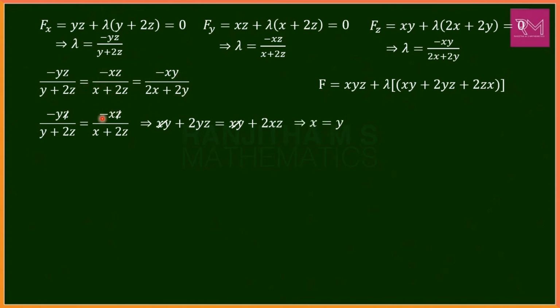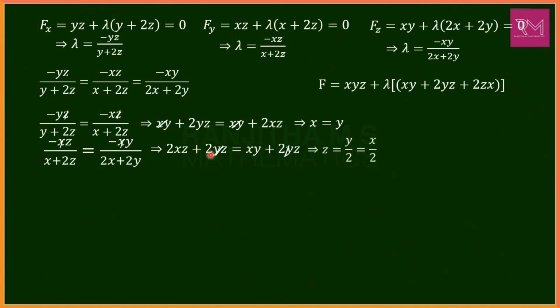Similarly, take these two equations. Here minus x gets cancelled. Cross multiply these two equations, we get z into 2x is 2xz plus z into 2y is 2yz, which is equal to x into y plus 2yz. Here plus 2yz and plus 2yz get cancelled, and the remaining is 2xz and xy. Hence we can cancel this x term, and the remaining is z is equal to y by 2. Here the remaining is 2z is equal to y. Hence we can take z value as y by 2, and y is nothing but x, so we get y by 2 as x by 2. This is our z value. Hence x is equal to y, and y is equal to 2z.